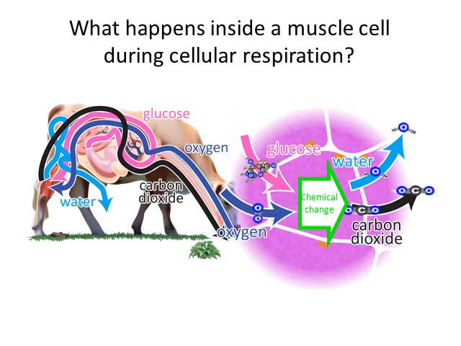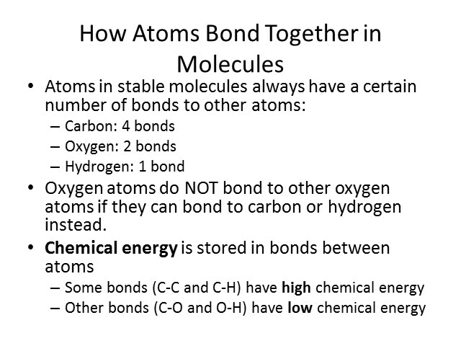But to do that, I want to remind you of our rules about how atoms bond. So keep in mind, atoms in stable molecules always have a certain number of bonds to other atoms. So carbon likes to have 4, oxygen has 2, hydrogen has 1. The way I've been saying this is HONC 1, 2, 3, 4: H1, O2, N3, and C4. But there's going to be no nitrogen today. Then keep in mind that oxygen atoms don't bond to other oxygen atoms if there's a carbon or hydrogen around instead. So you shouldn't be putting two oxygens together unless you absolutely have to.